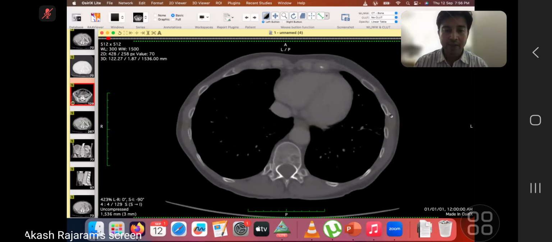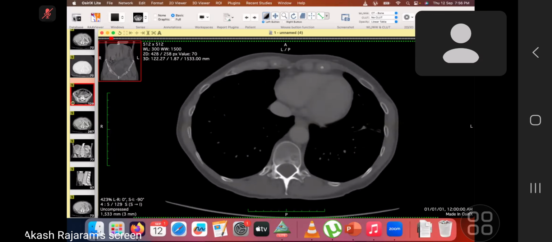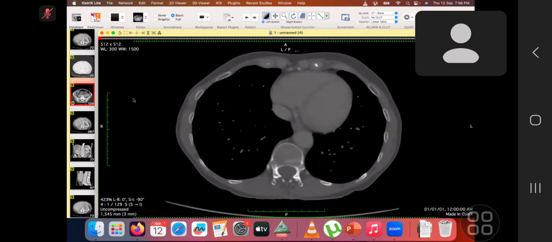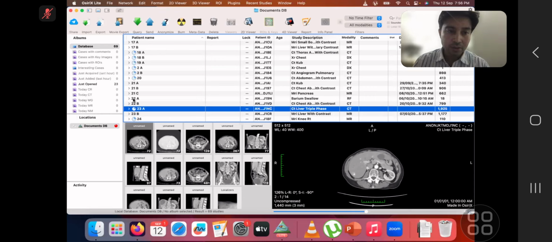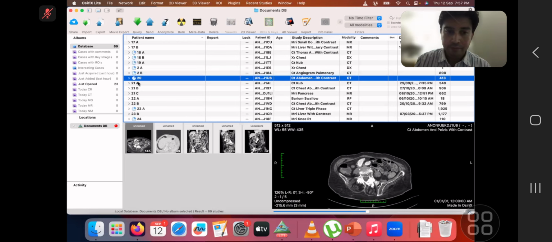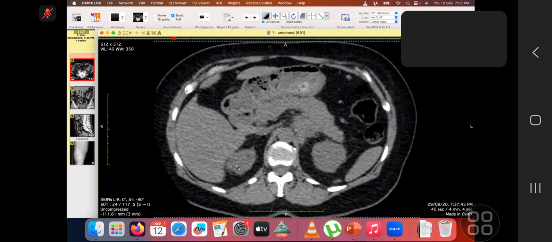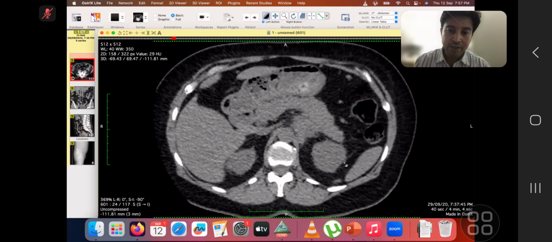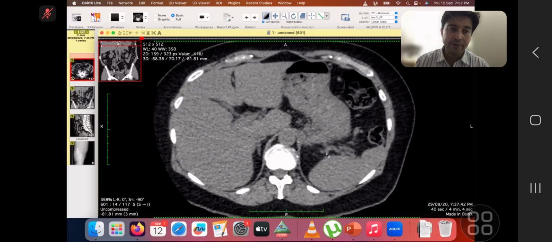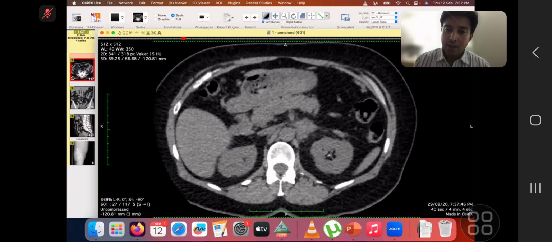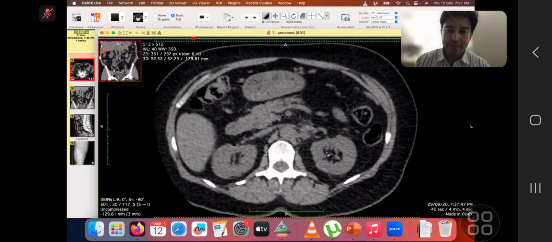Okay. Let me take over. Yeah. So the first case which you were shown was this one. Yeah, so this is a plain KUB. The patient came with the history of loin pain. So we went ahead and did KUB. It's a difficult case. There is a lesion.